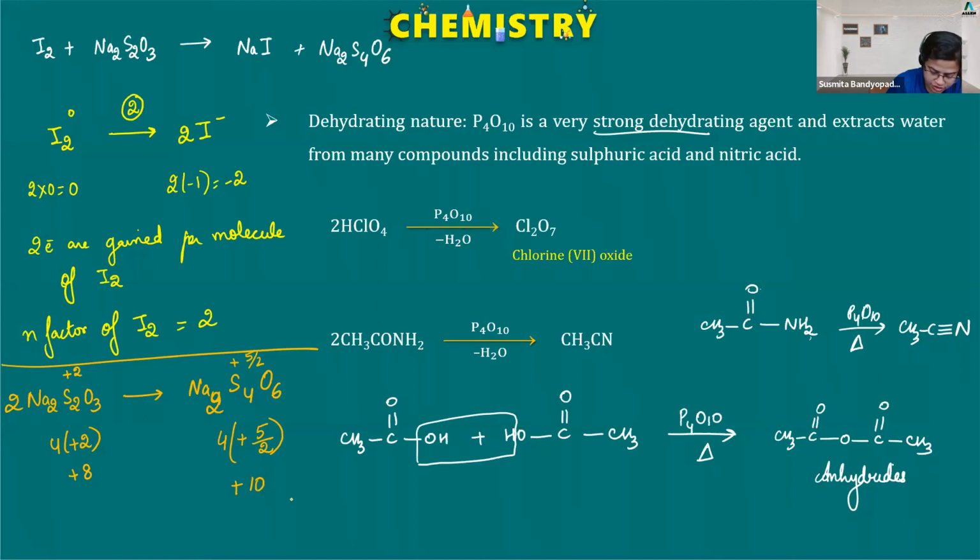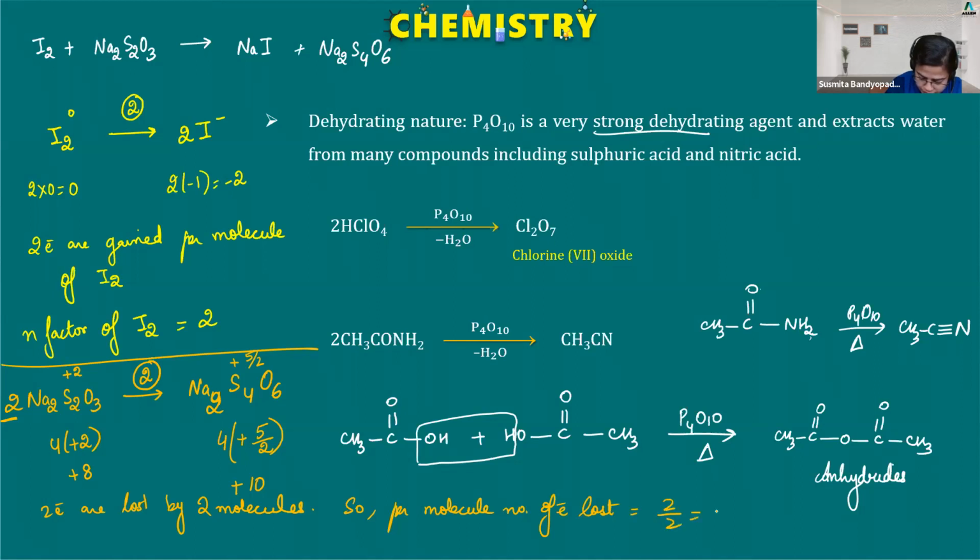So the change in oxidation number is 2 for 2 molecules of sodium thiosulfate. Yes, you people are correct. So 2 electrons are lost by 2 molecules. So per molecule, the number of electrons lost is 2 by 2, that's 1. So n factor here is 1. Just wanted to mention so that it will come again and again.